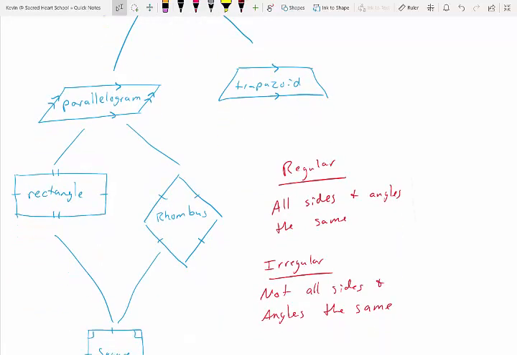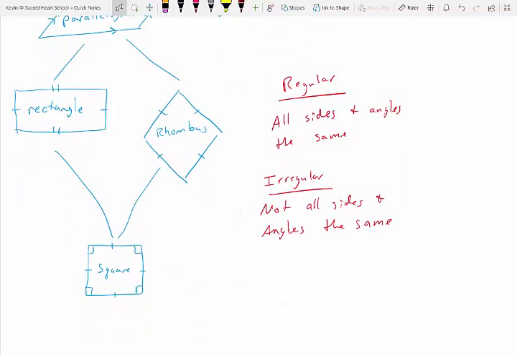If we go under that, to the right, we have rhombus. All 4 sides are the same length, but the angles do not need to be. If we go to the left of it, we have rectangle. Opposite sides are the same length and they form 90-degree angles in each corner. If we go below that, we have square. A square, all 4 sides are equal and all angles are 90 degrees.